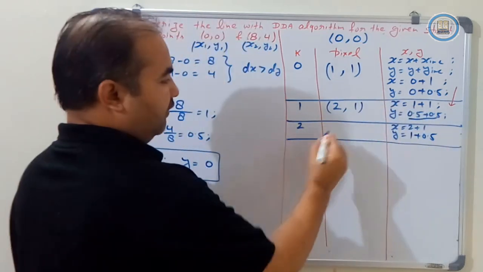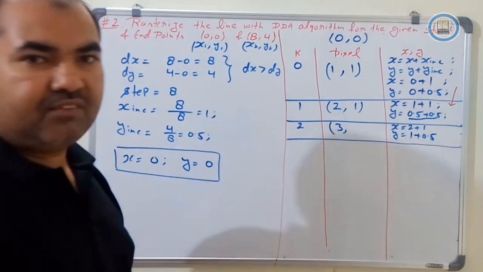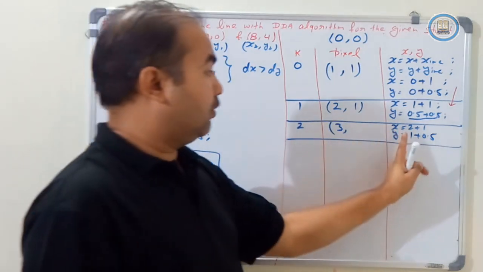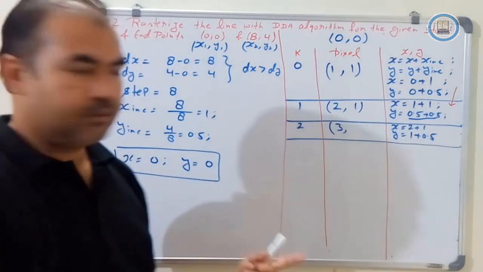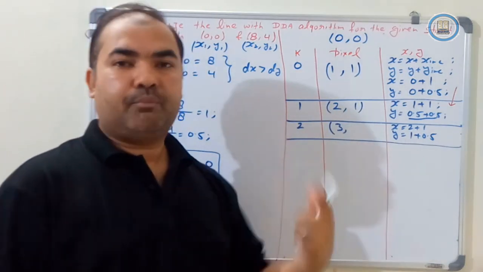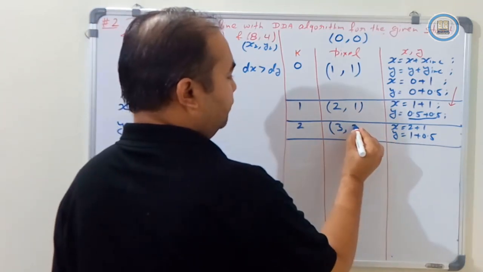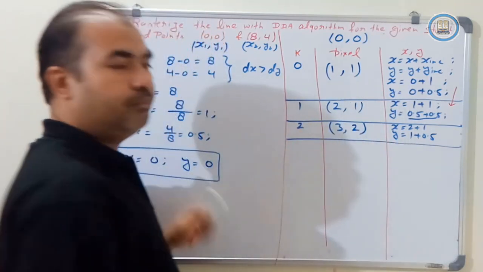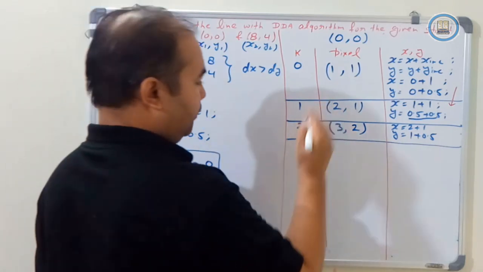So the value of x is pixel 3 because there is no need to round off the x value, but we need to round off the value of y. It is 1 plus 0.5, and based upon the pseudocode, we need to add 0.5, that is we need to round off the value, so it will become 2. That is 1.5 plus 0.5, it will become 2. So the pixel value will be 3, 2.